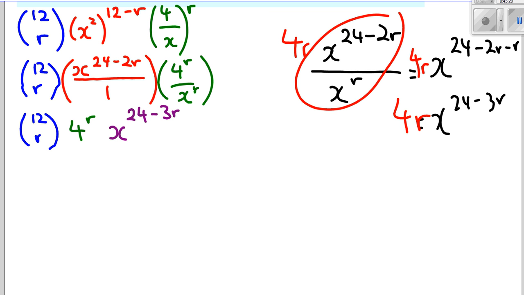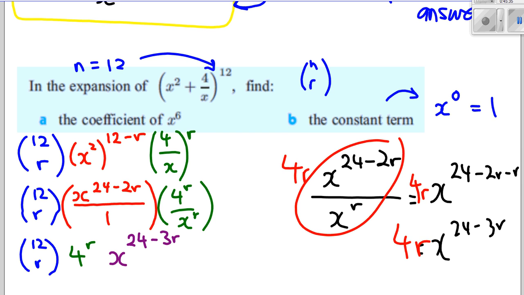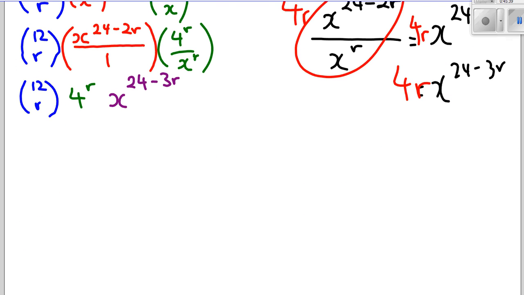So now, awesome. What's the exponent on x meant to be? x to the power of 6. 6, yep. And we've got a little expression for that, so we can solve for r. If that's meant to be 6, what must r be? 24 subtract 3 times something is equal to 6. Okay, so you want to do this maybe on the side? 24 minus 3r equals 6.